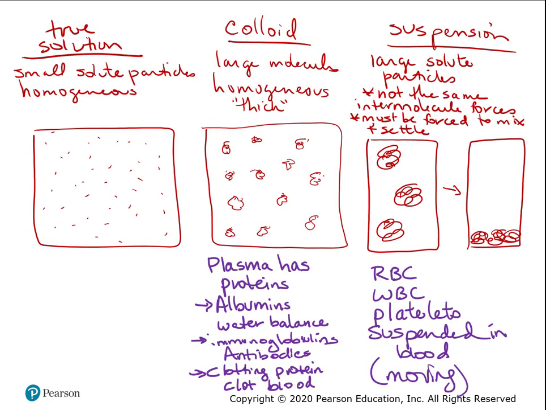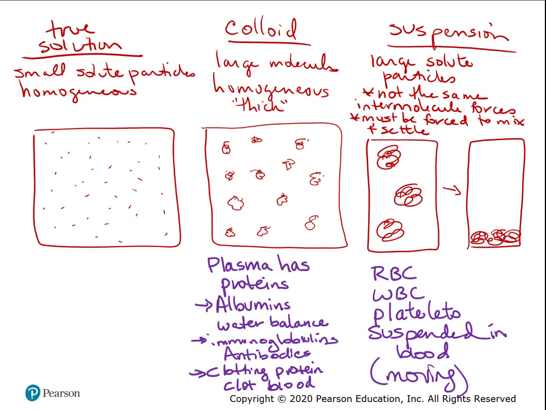So then we went here. And so it's just kind of reiterating that blood is a suspension because red blood cells, white blood cells, and platelets, they are suspended in the blood. They stay mixed because blood is always moving. The colloid part of blood is in plasma.